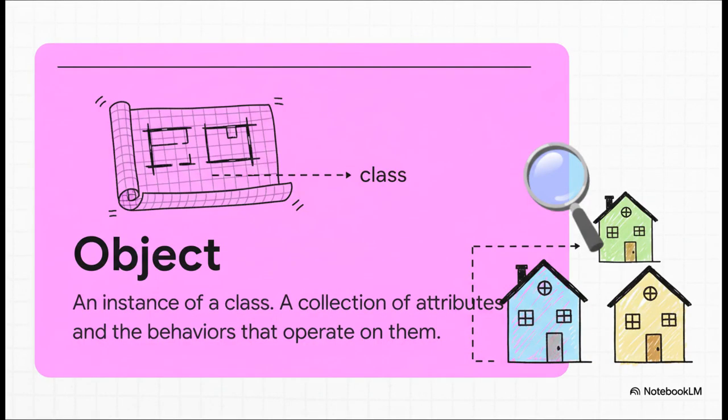And if the class is the blueprint, then the object is the actual house you build from that blueprint. It's the real deal, a tangible instance. You can use one blueprint to build a whole neighborhood of houses, right? And each house is its own distinct object. One might be painted blue, the other green, but they both came from the same class.